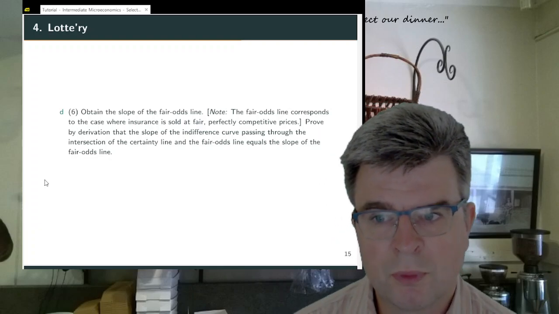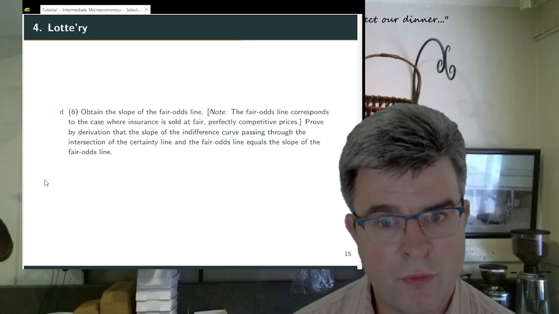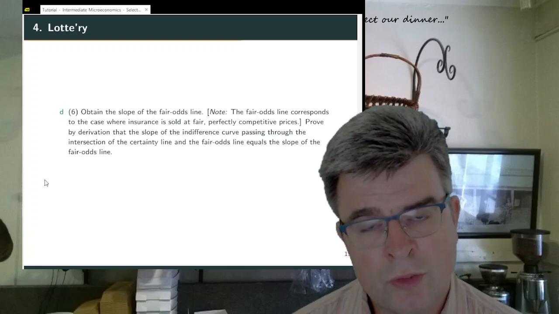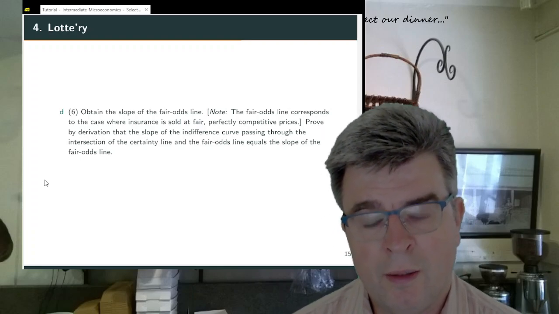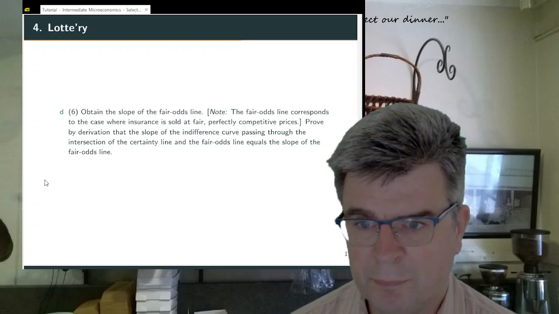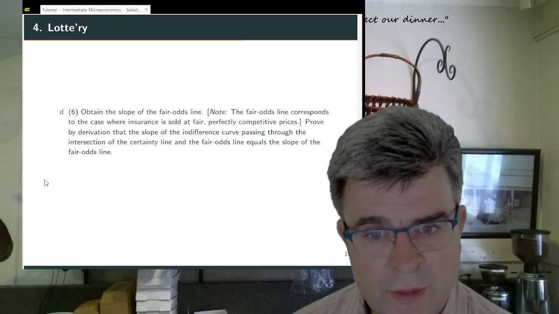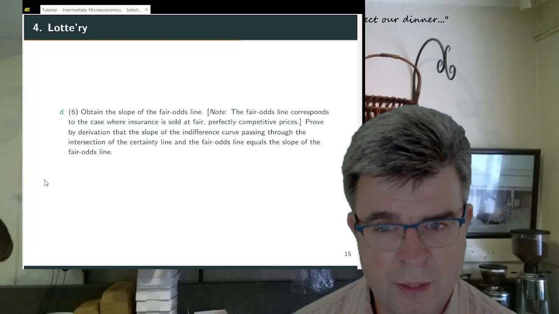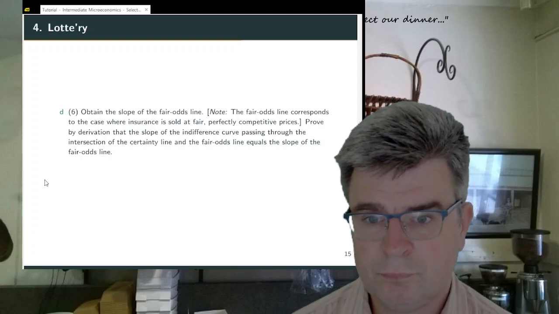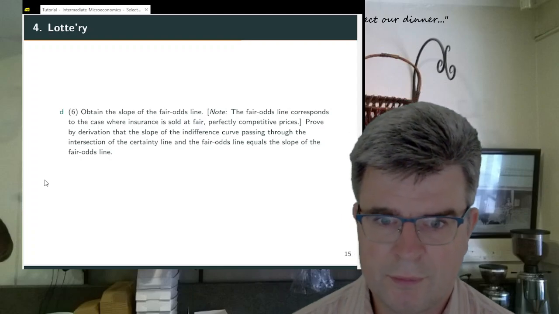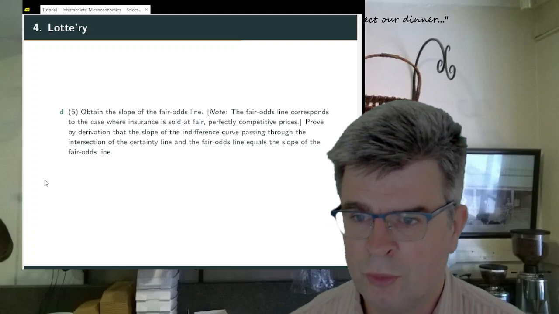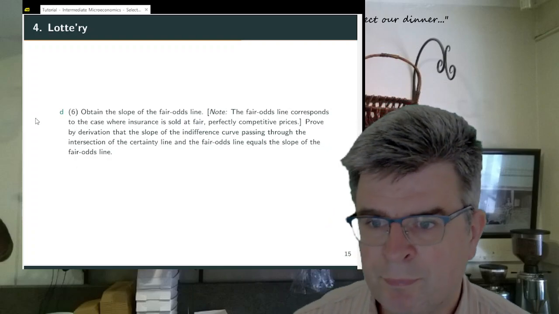The fair odds line corresponds to the case where insurance is sold at fair, perfectly competitive prices. So an insurance company that offers you to insure against the risk will not make any positive expected profits from doing so. And then prove by derivation that the slope of the indifference curve passing through the intersection of the certainty line and the fair odds line equals the slope of the fair odds line. And now, this is a more complicated thing to do because you might not find it straightforward what you are asked to do. So let's do it together.